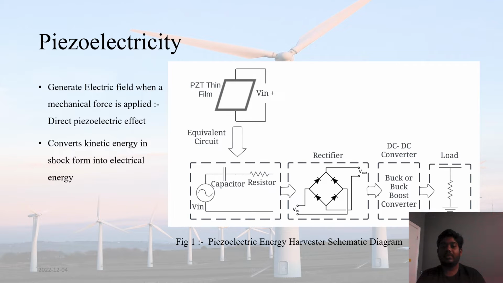Here in figure 1, we can see a piezoelectric energy harvester schematic diagram. Here we can see that when pressure is applied across a PZT, that is a piezoelectric thin film layer, electrical energy is produced. We can see the electrical equivalent circuit of the piezoelectric effect that is happening. It consists of the energy source, the capacitor, and the resistor unit, which is then passed into a rectifier, which converts AC electricity into DC, that is direct current, and a buck-boost or buck converter is used, and then the energy that is produced is passed on to the load.